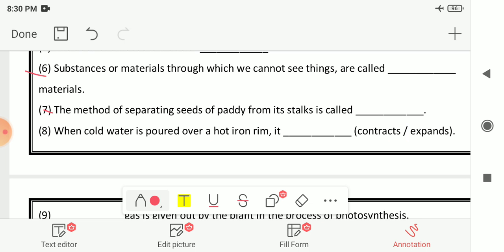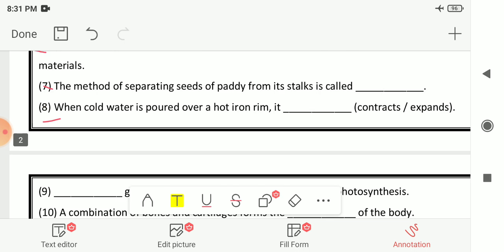Seventh number. The method of separating seeds of paddy from its stalk is called blank. So it is known as the threshing. Method of separating seeds of paddy from its stalk by beating the stalks on a hard object is known as the threshing. Here your answer is threshing. Next 8th number, when cold water is poured over a hot iron rim, it blank contracts or expands. So here your answer is contracts. When we are pouring cold water on the hot rim, so when it gets cold, it contracts.